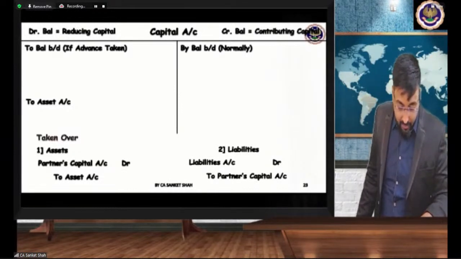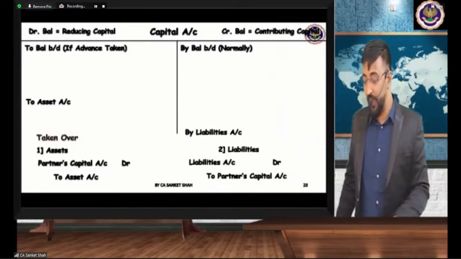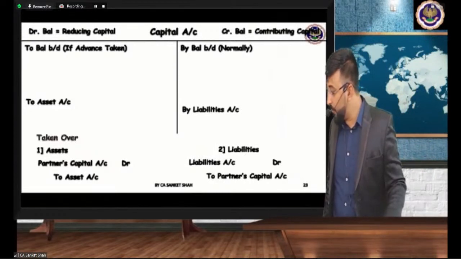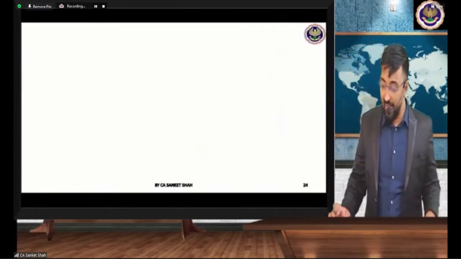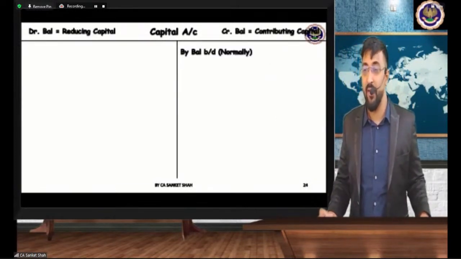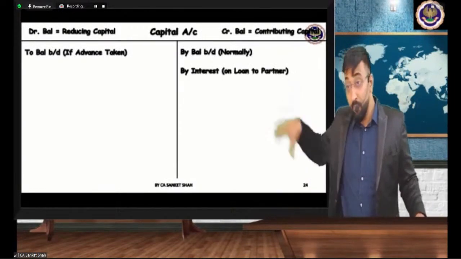So the partner's capital account is credited and the liability is debited. And now the last one: how will this capital account look? By balance brought down, to balance brought down. So this is your main capital account.